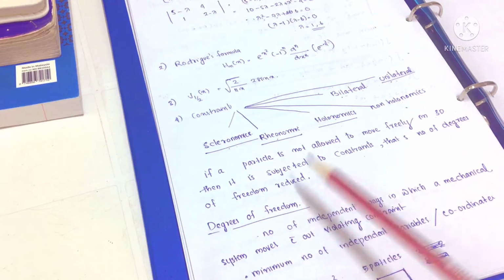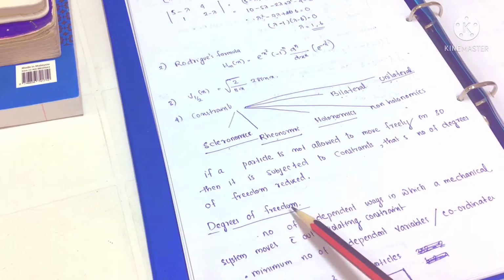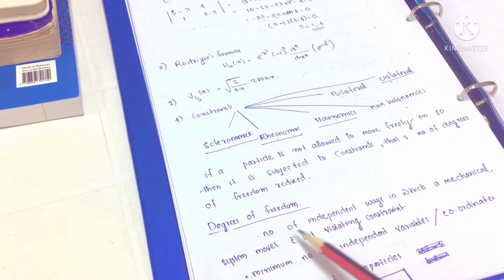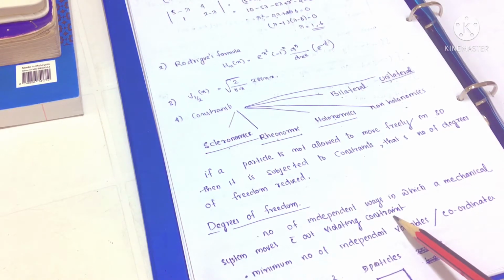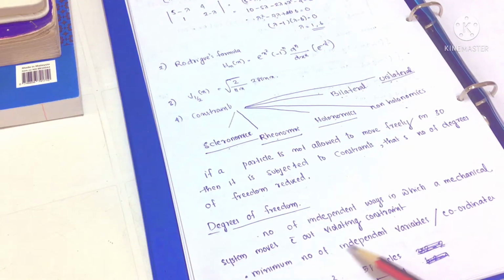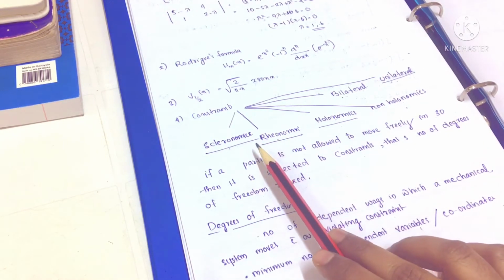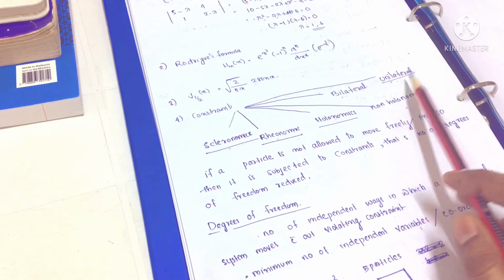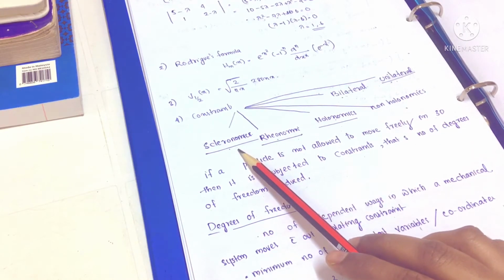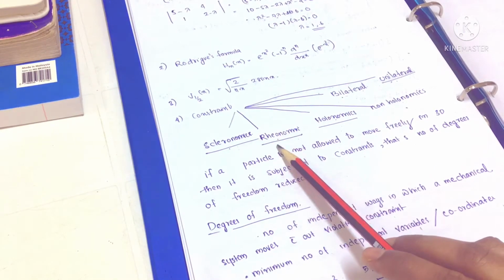So what is the number of degrees of freedom? The number of independent ways in which a mechanical system moves without violating constraints. That is known as degrees of freedom. That is, the minimum number of independent variables or minimum number of independent coordinates is what is meant by degrees of freedom. So basically constraints are classified as scleronomic, rheonomic, holonomic, non-holonomic, bilateral, unilateral. Bilateral and unilateral are not that important, but the others are important.